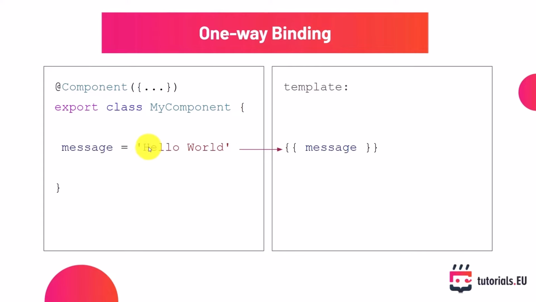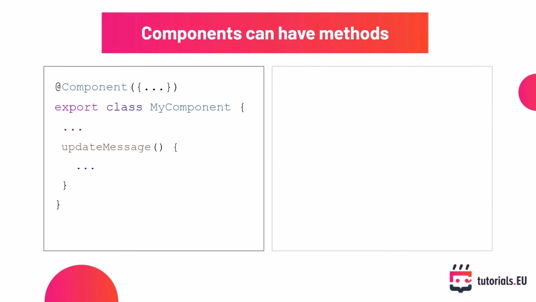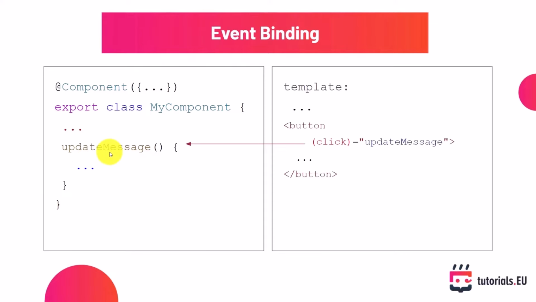Now, once you update the value hello world here at runtime, so you change it by code, you will immediately see the changes also in the front end in the HTML. For sure, components can also have methods like other classes. Now, can you guess the most interesting part here with methods? Like you can see that here, update message. Exactly, we can bind them to events from templates.